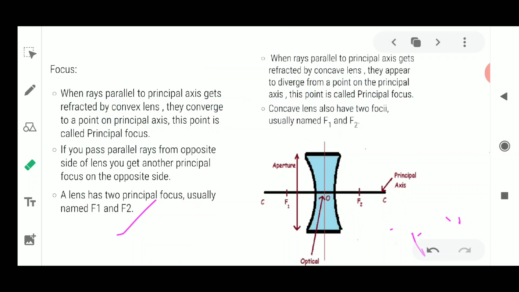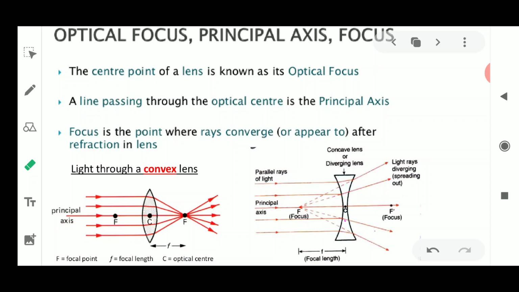Fine. So next, as you could see here, in the next slide I'll show what is the optical center, principal focus, principal axis and the focus. We just discussed what the optical center is. The center point of a lens is known as the optical center. Sometimes it is represented by C, sometimes by O. So the center point is known as the optical center.